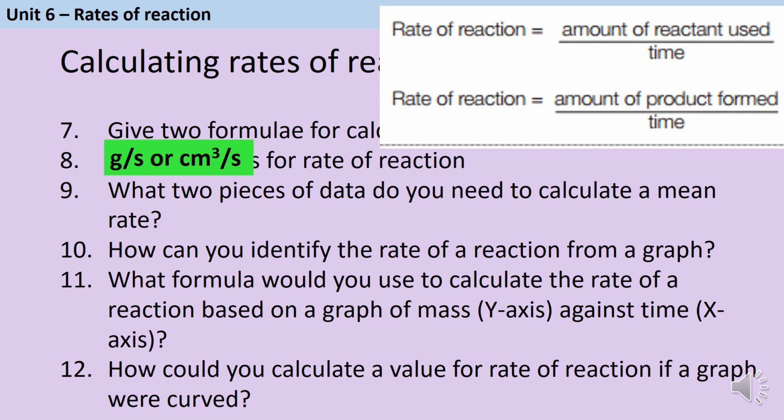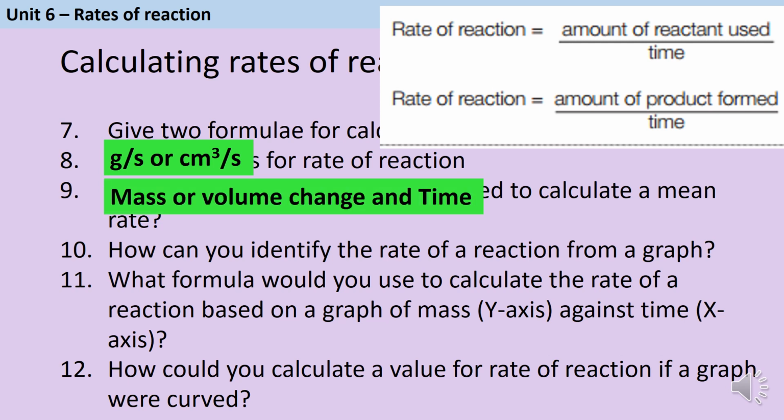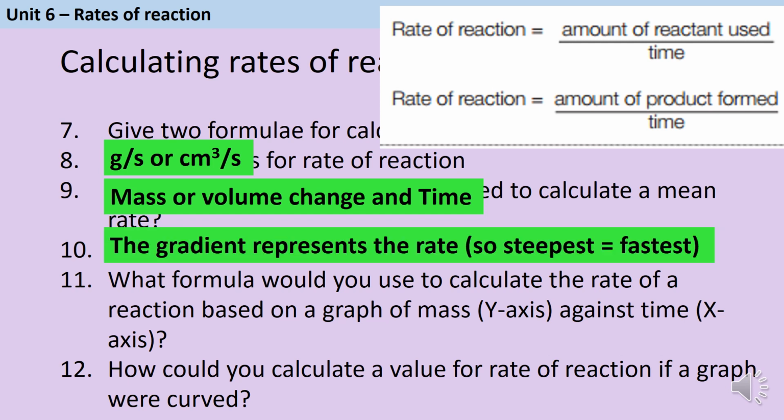You could have a mass or a volume with slightly different units, say kilograms or decimetres cubed, and you could have a time that's different, like minutes or hours, but it's always going to be either a mass or a volume divided by a time. So in order to calculate a mean rate, we either need a mass or a volume change, and we need a time. Now, if we've got a graph, we would look at that graph, and the gradient or the steepness represents the rate. So where the graph is steepest, that's where the reaction is happening fastest.